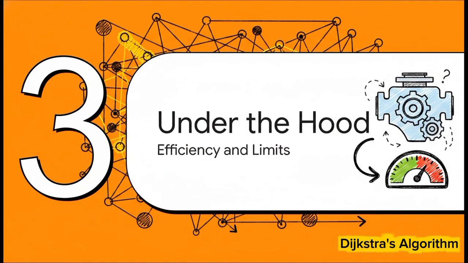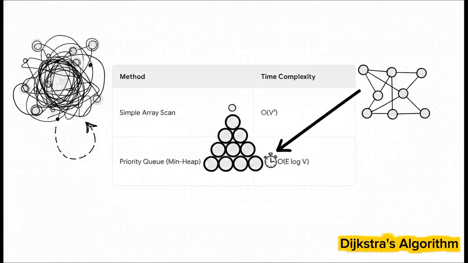Brilliant. So we've seen how it works. But now, let's pop the bonnet, shall we? Let's take a look under the hood at how efficient this method really is, and just as importantly, where it falls short. The efficiency of this algorithm really hinges on that one crucial step, finding the unvisited node with the smallest distance. If you do it the brute force way and just scan a whole list every single time, your workload grows quite quickly, what we call O(V squared). But we can be much, much cleverer.